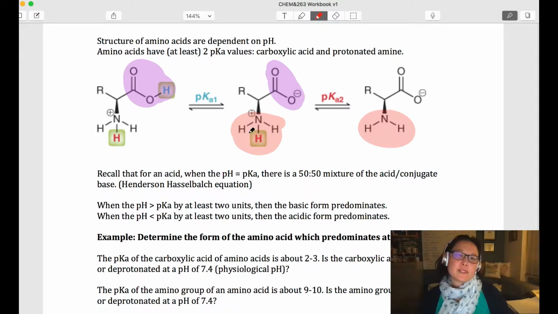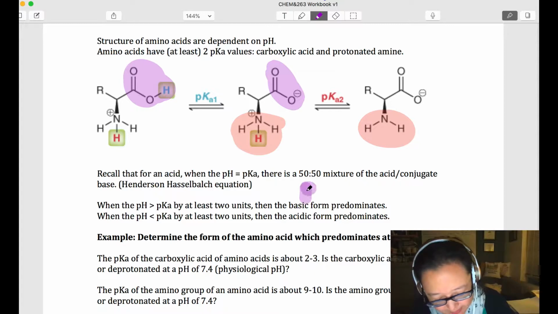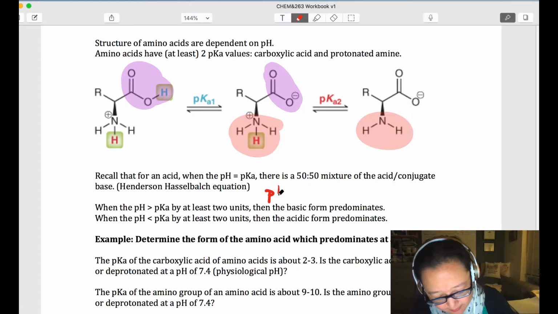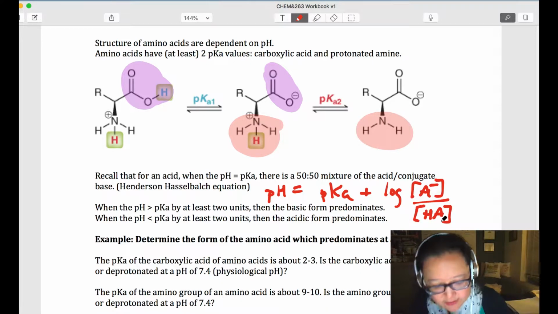Now, each of these groups can be thought of as having an acidic site and a basic site. Sometimes the acidic site turns into a basic site, or a basic site turns into an acidic site. What's important is to recognize that there's an acidic and a basic form for each part of this amino acid, for each functional group. Now, back in the day, probably in Chem 163, you learned about the Henderson-Hasselbalch equation. So that goes something like this, if you recall. The pH of a solution is the pKa of the acid plus the log of the conjugate base concentration over the conjugate acid concentration. All right.